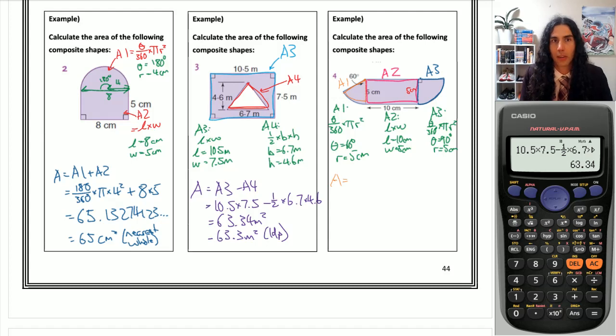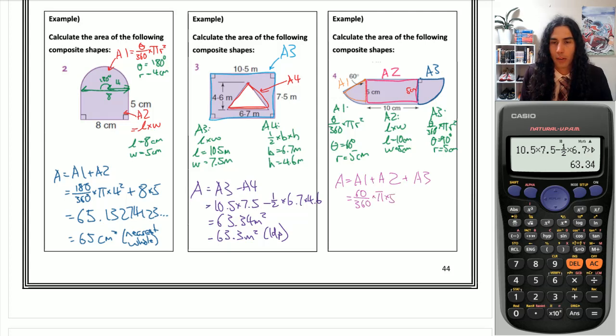A1 plus A2 plus A3. Going to do it all in one color you can see. A1 plus A2 plus A3. Again, you can find them separately and then add them up if you want, but I'm going to do it this way. 60 over 360 times pi times 5 squared.